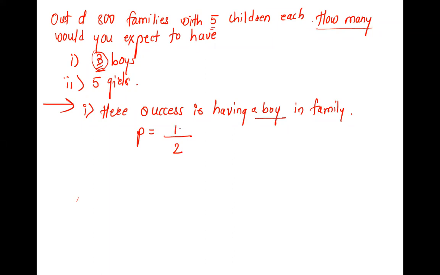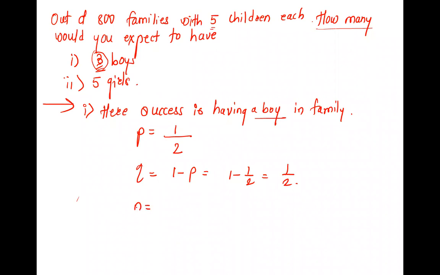Are you getting? Yes, ma'am. So having a boy, there can be a boy or girl. So total outcomes are 2, and having a boy means 1. So Q is 1 minus P, that is 1 minus 1/2, 1/2 again. So P and Q are there.